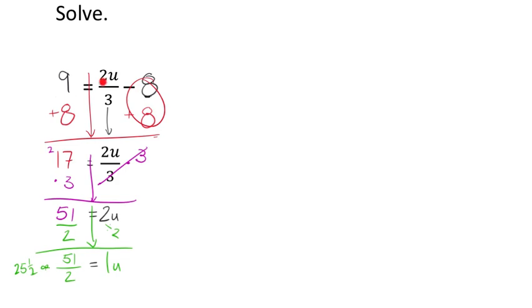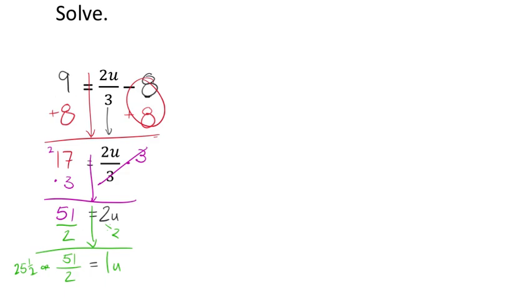Now, if you were to check this in the original equation, it should work, meaning it should be the solution. I guess I can kind of verify that. So 2u, 2 times 51 halves would be 51. Then we'd have 51 over 3, which is 17. And then 17 minus 8 is 9. Yeah, so that works. So we did, in fact, find the solution.